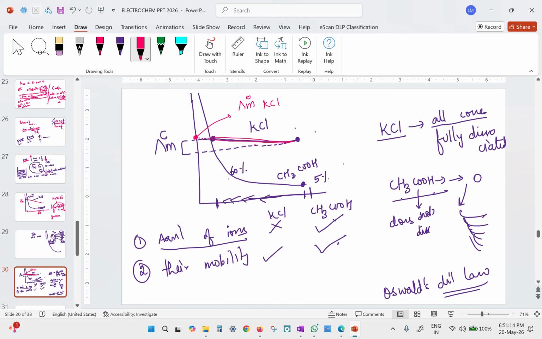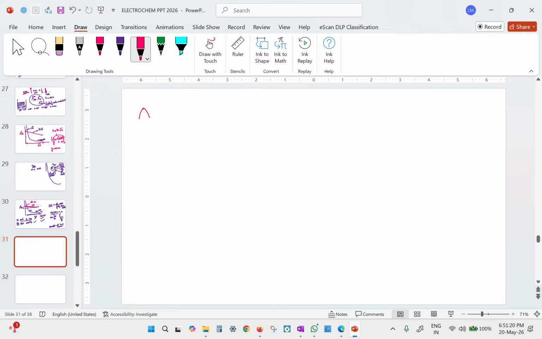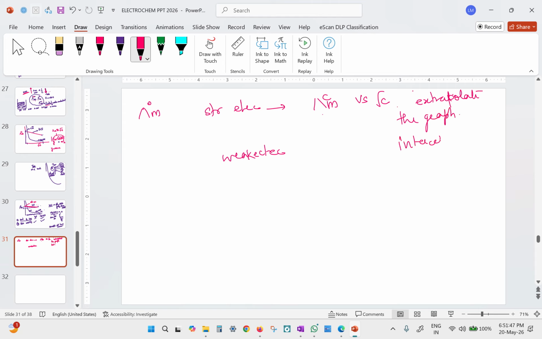So the limiting molar conductivity of a strong electrolyte can be found. There was a question once. How do you find the limiting molar conductivity for a strong electrolyte and for a weak electrolyte? For a strong electrolyte, we plot lambda m versus square root of c, extrapolate the graph, and the intercept at the y-axis is lambda m infinity.